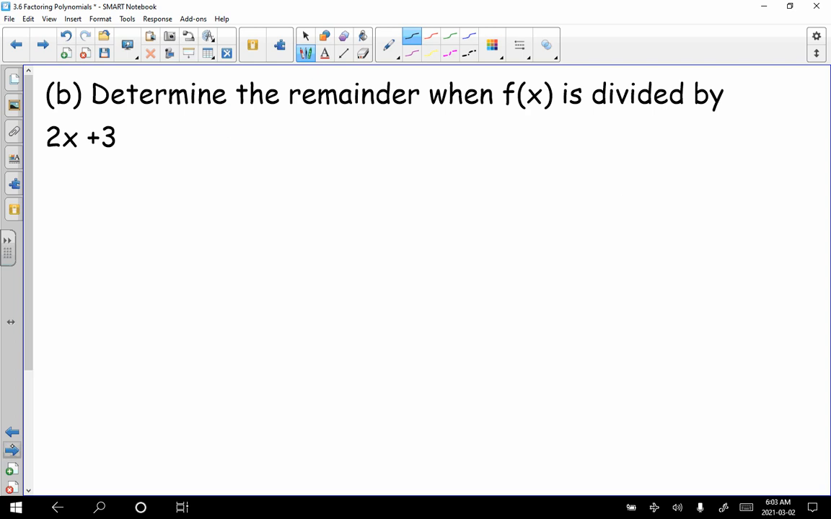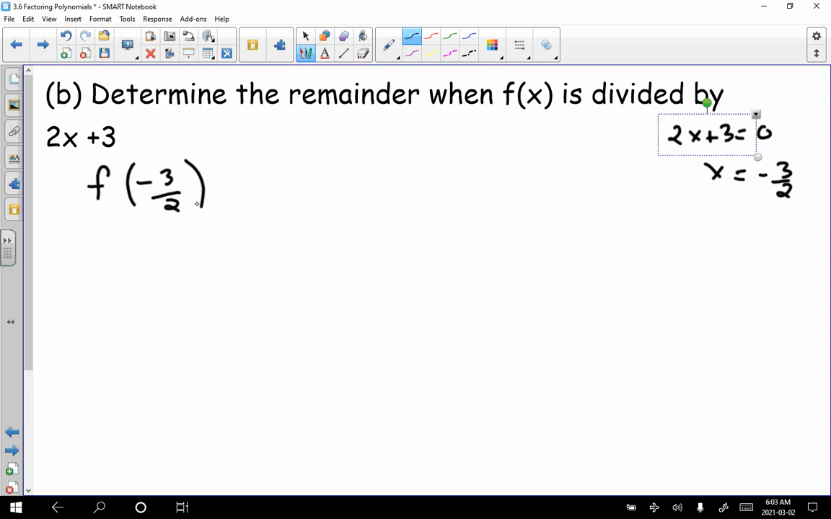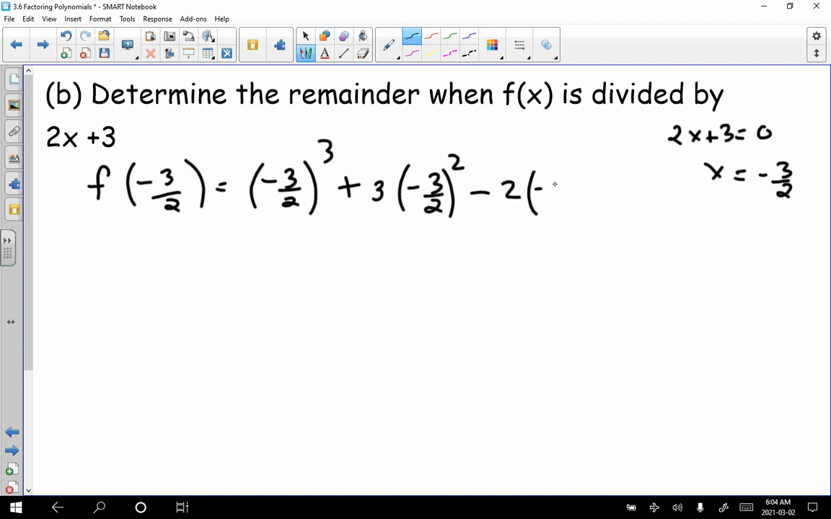Part B says determine the remainder when f of x is divided by 2x plus 3. If you want to know what to do, you can just do 2x plus 3 equals 0, and x would be equal to negative 3 over 2. So we have to find f of negative 3 over 2. That would be equal to negative 3 over 2 cubed plus 3 times negative 3 over 2 squared minus 2 times negative 3 over 2 plus 1. And then we have to simplify this.